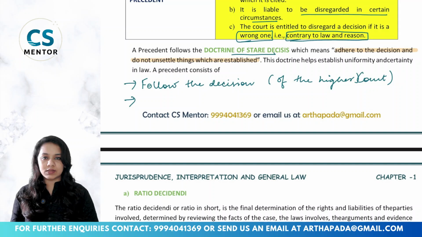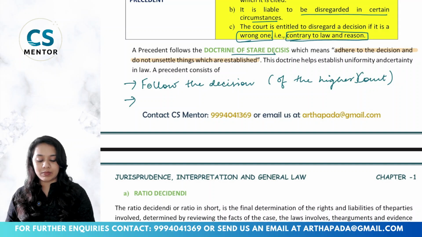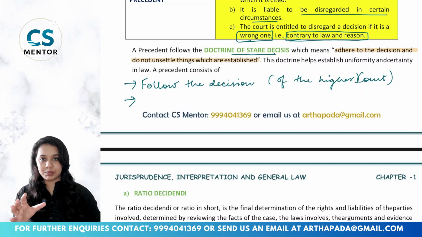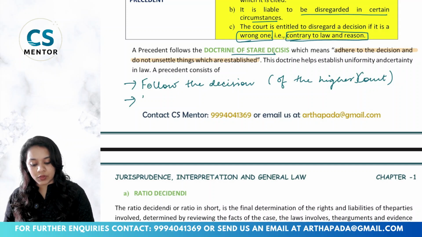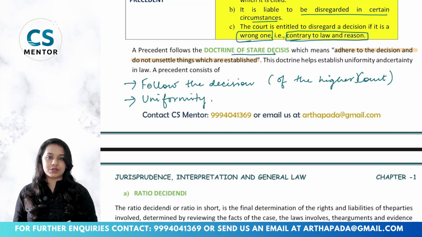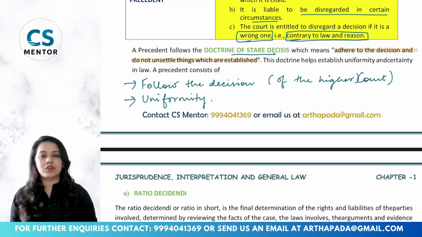What do you mean by do not unsettle things? That means that there's already a system in place. Do not disturb it. Ensure that there is some kind of uniformity in decisions. What do you mean by uniformity in decisions?